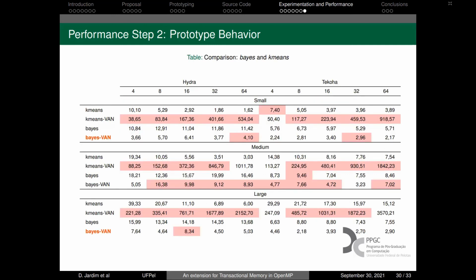Here we have the results of these 2 programs. The K-means and Bayes are the original programs' executions, and the ones named van are the ones we adapted with our interface of transactional memory. We can see that the overall results of the addition of a TM interface show a much higher execution time, but we can highlight the Bayes program with a small and large setup because these 2 actually showed a much better execution time than the original implementations.